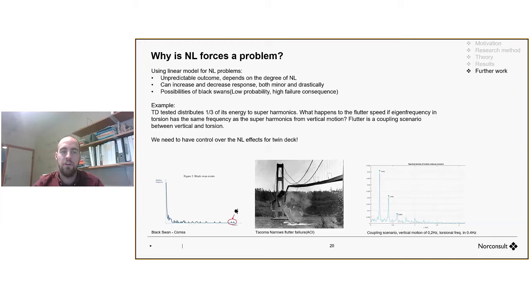But what happens if the torsional frequency is double the frequency of the vertical motion? Then from the vertical motion, you get excitation in the torsional direction. This is not unlikely to happen, and we don't really know the case. And that's just one example of what I thought about yesterday: what can happen if we don't have control of these nonlinear problems.